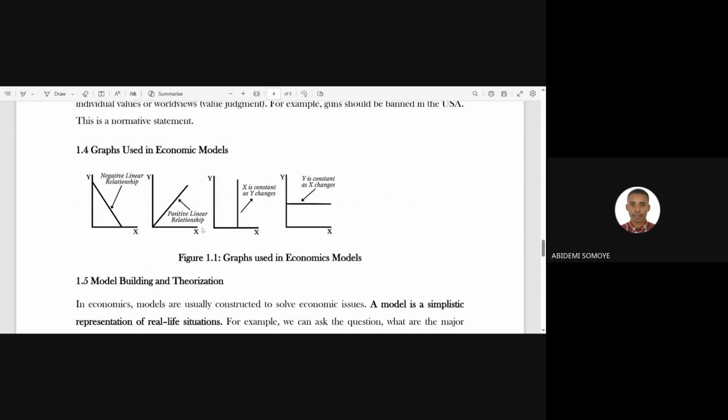So let's look at some of our graphs that we use in economic models. You can see that this shows a negative linear relationship. You can see that graph.